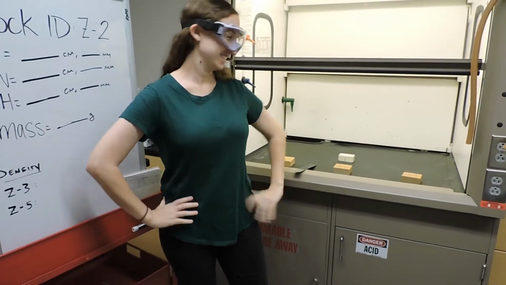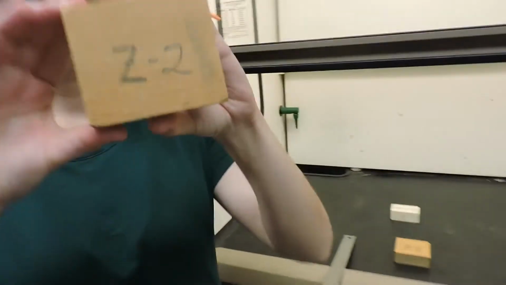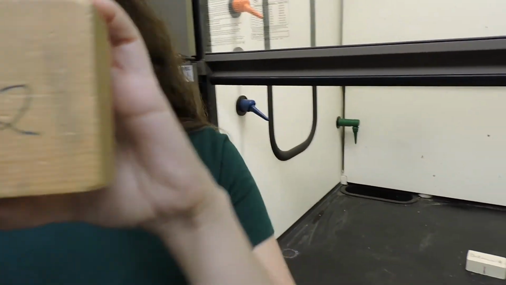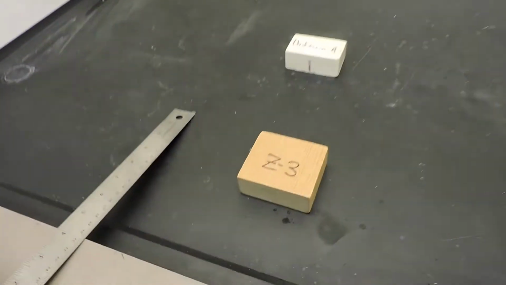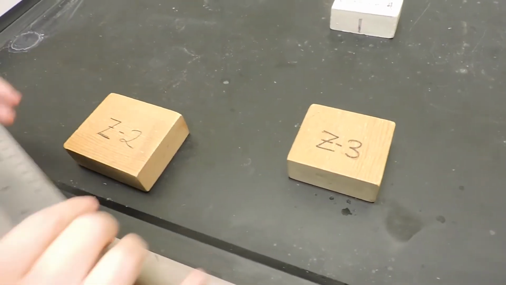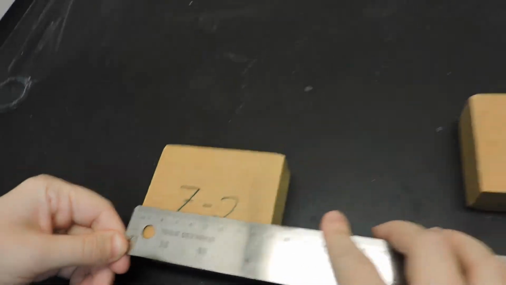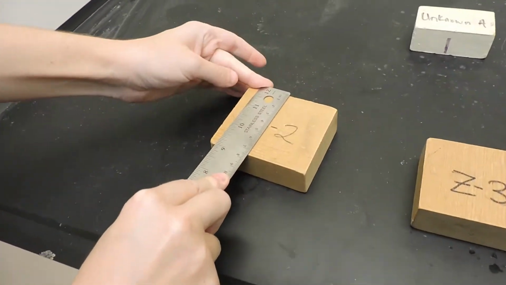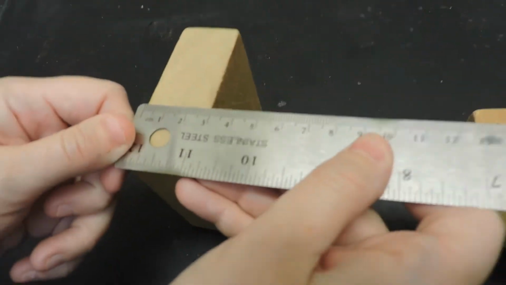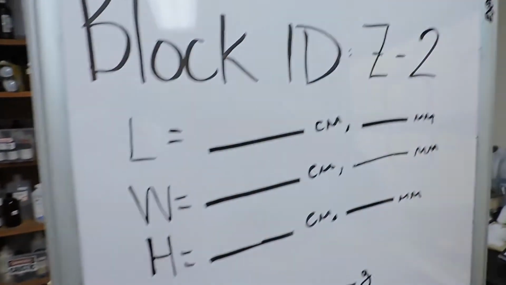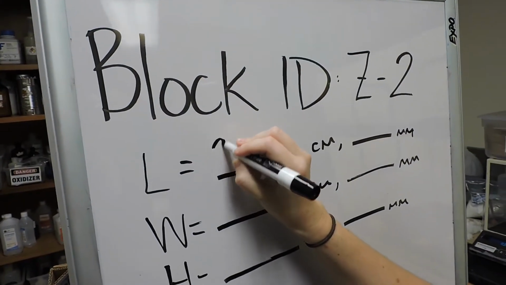Obtain a block of wood and record its letter and number. Carefully measure the length, width, and height of the block to the nearest 1/100th of a centimeter. The block we've chosen is Z2.